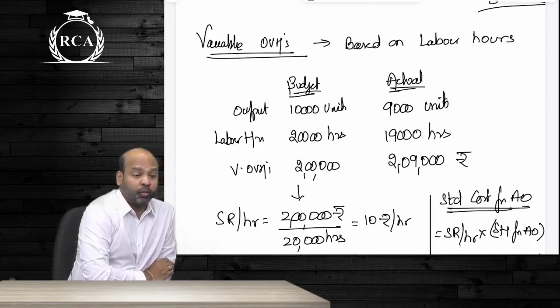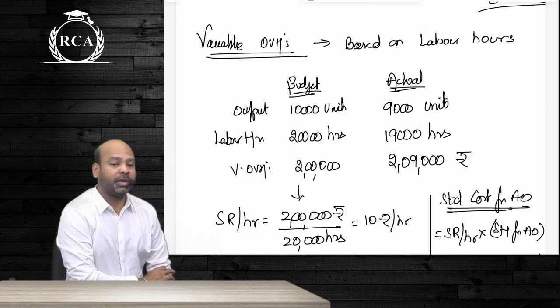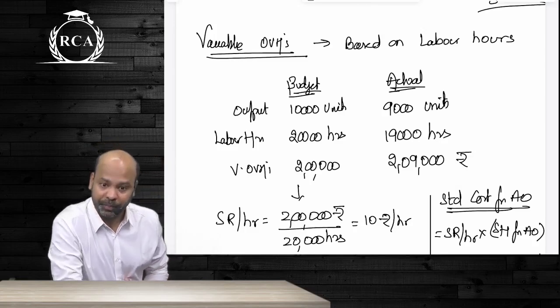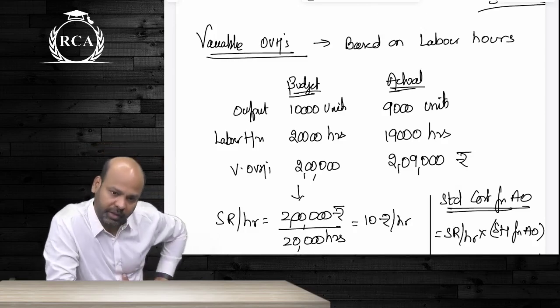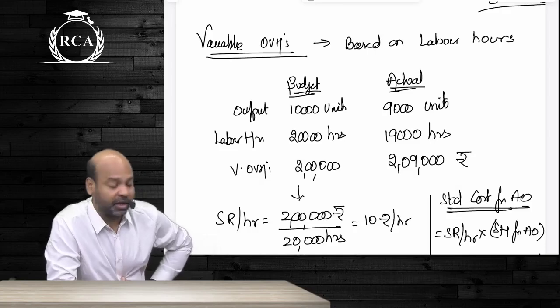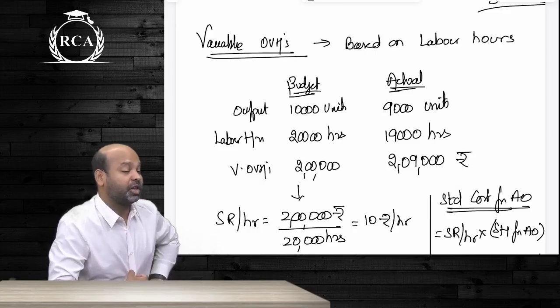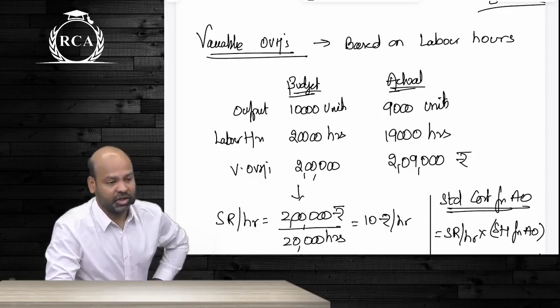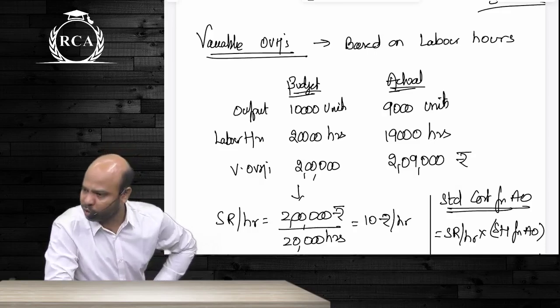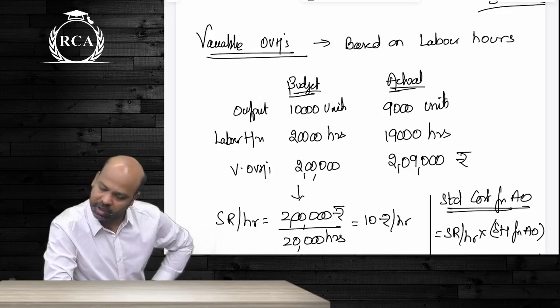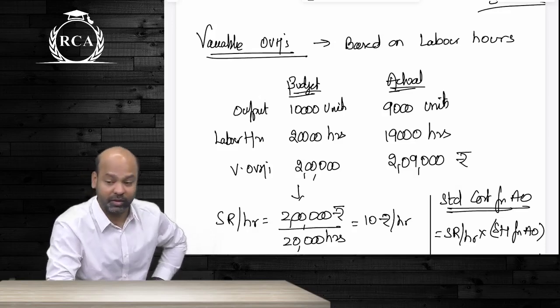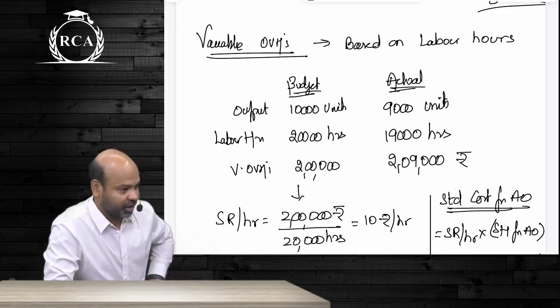Now what is the most important point that you're supposed to remember in case they do not give us details of time, number of hours? You will not be able to segregate the overall variable overhead variance into efficiency variance and expenditure variance. You will have to directly arrive at the overall variable overhead cost variance by writing standard rate per unit into actual output minus actual cost incurred. Are we clear about this?